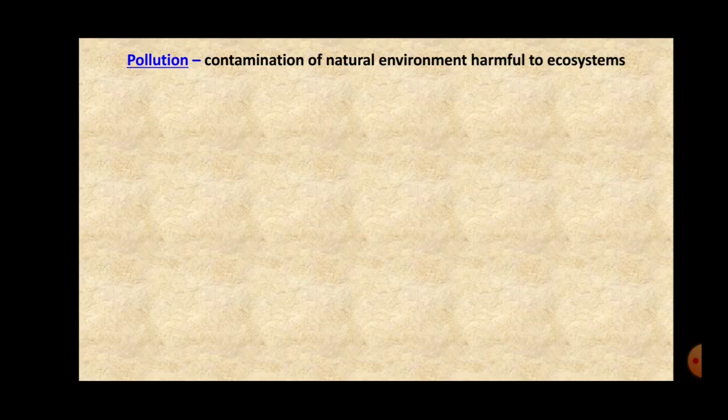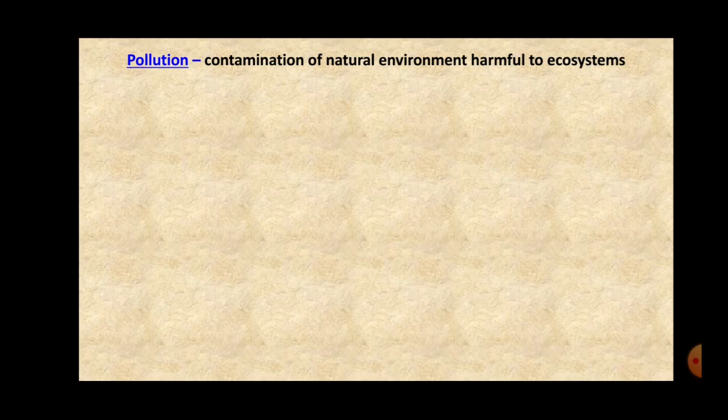Pollution is the contamination of natural environment harmful to ecosystems. Now, if you remember in your lower classes, we had studied about ecosystems, right? There are different ecosystems: land ecosystem, aquatic ecosystem, aerial ecosystems, right? And in these ecosystems, the living and non-living organisms are interdependent, right?